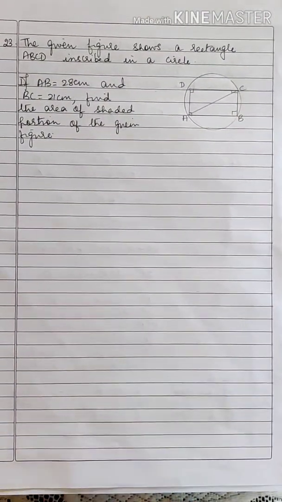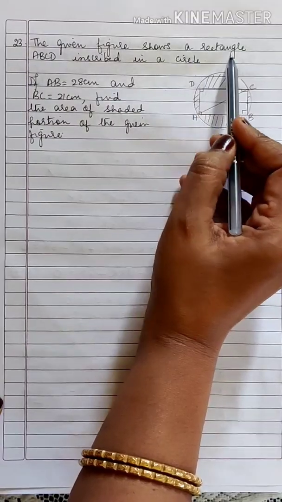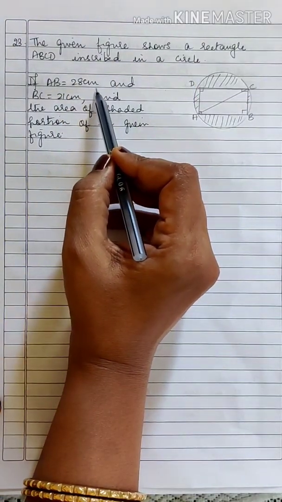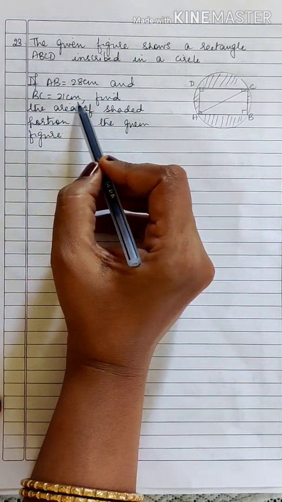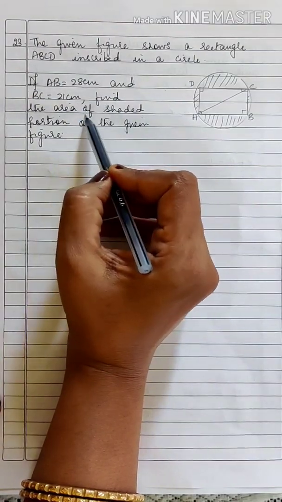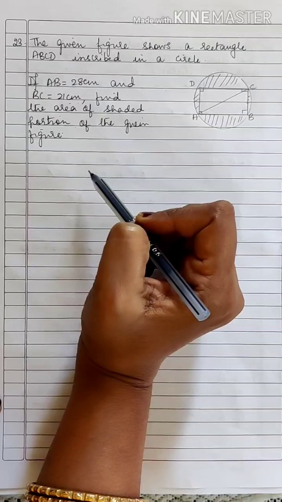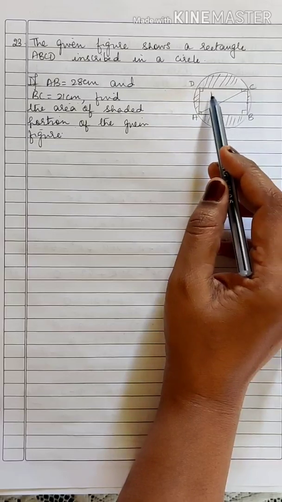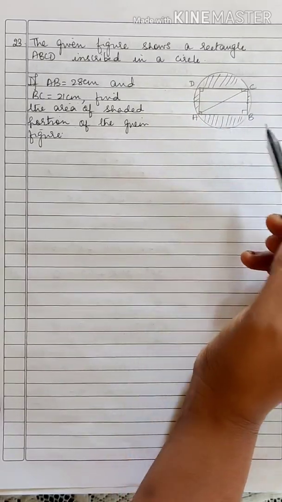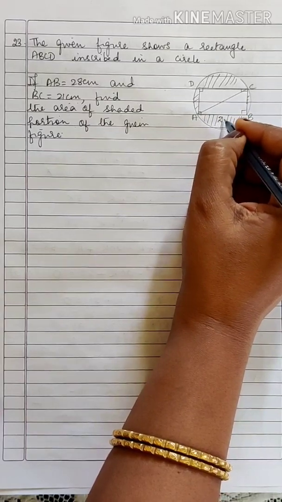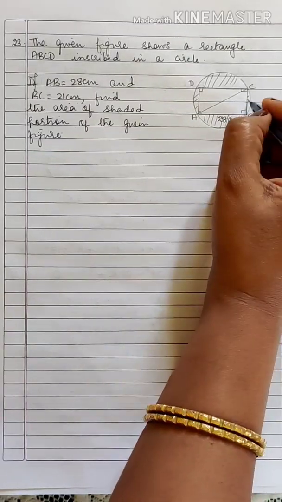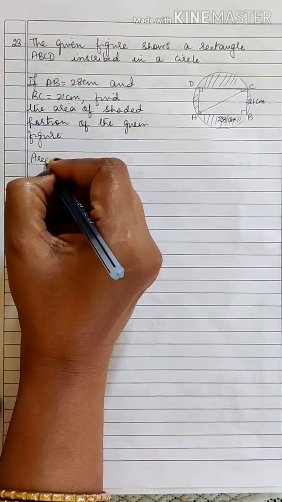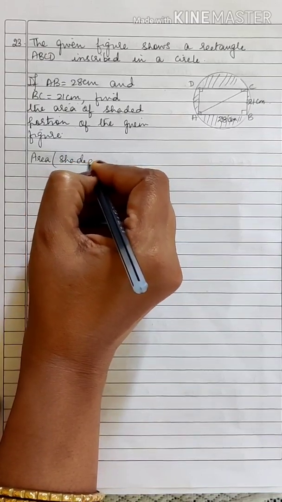The given figure shows a rectangle ABCD inscribed in a circle. If AB is equal to 28 centimeter and BC is equal to 21 centimeter, find the area of the shaded portion of the given figure. Now you observe this figure. Here AB and CD are the length of the rectangle and BC and AD are the breadth. Now AB is given as 28 centimeter and BC is given as 21 centimeter. You are supposed to find the area of the shaded region.